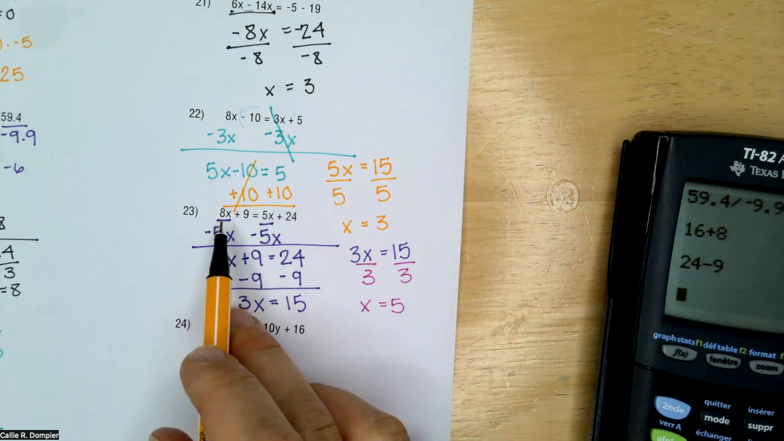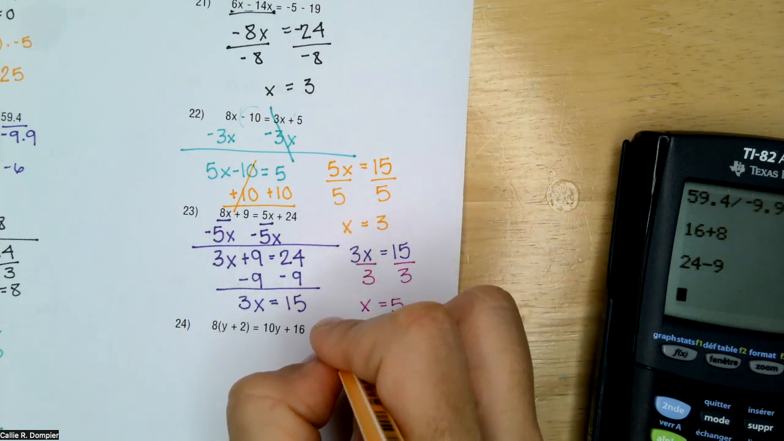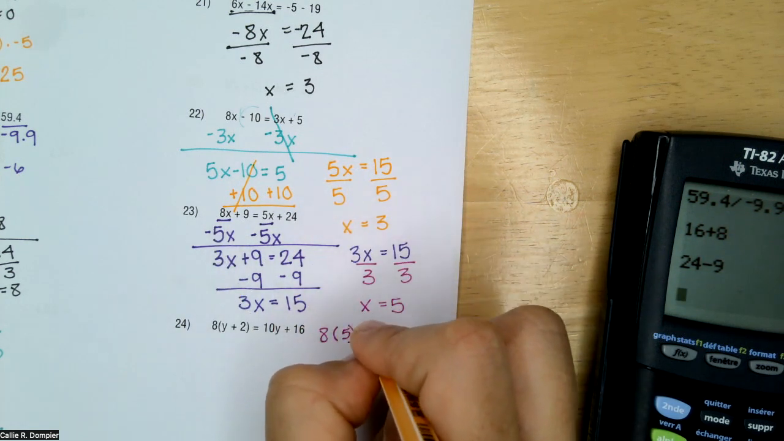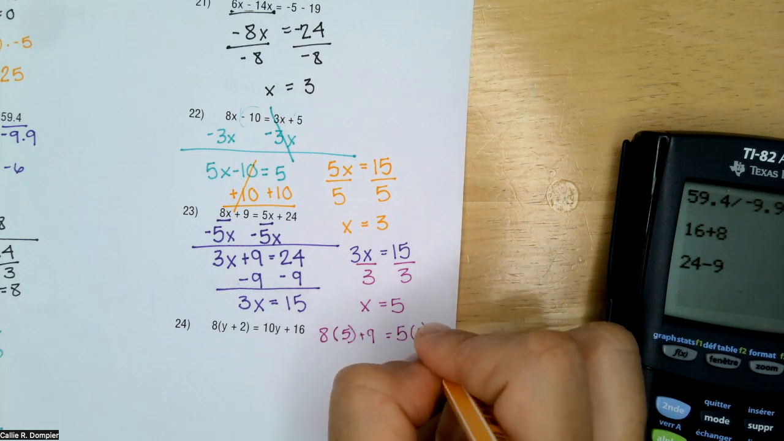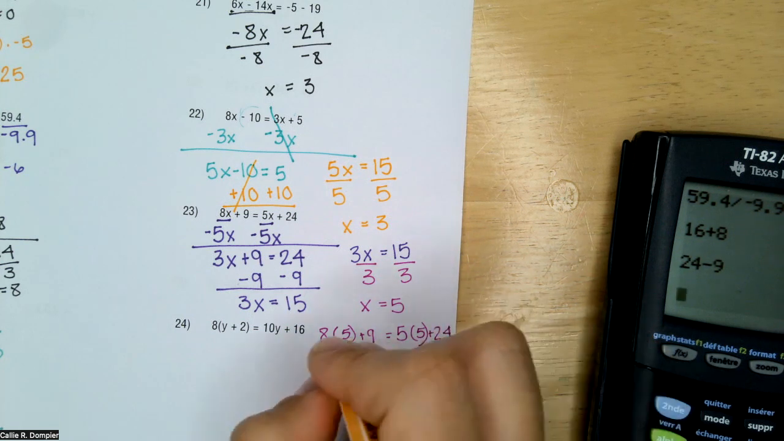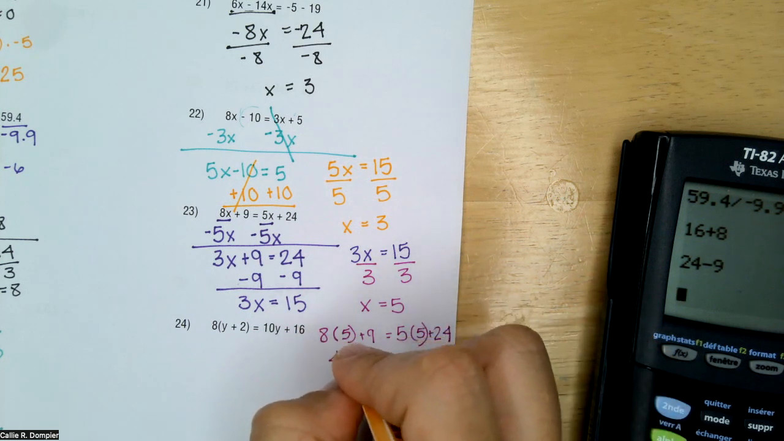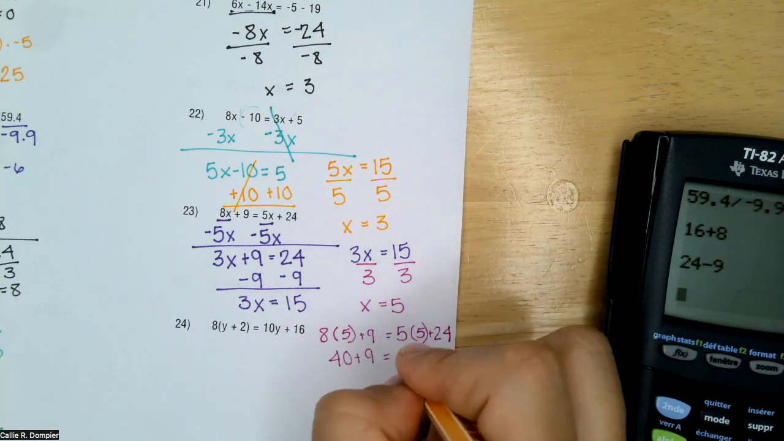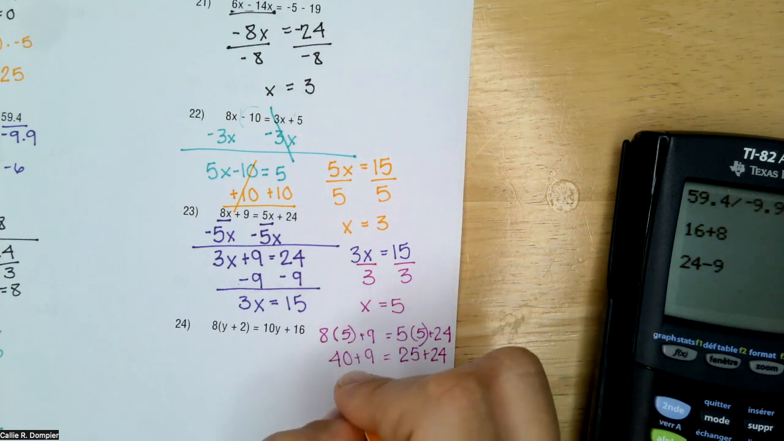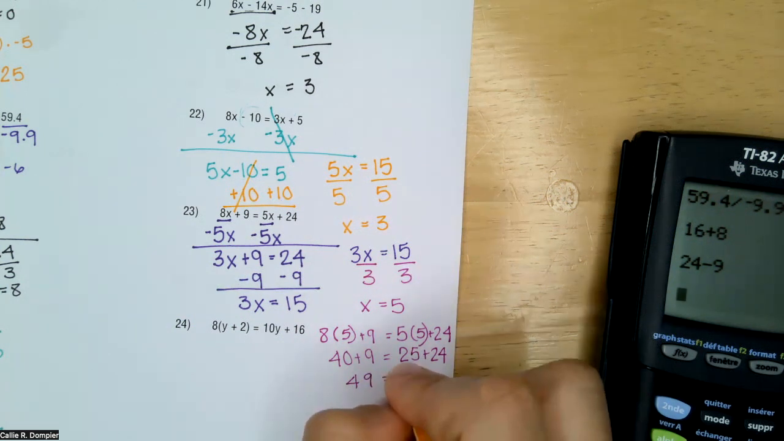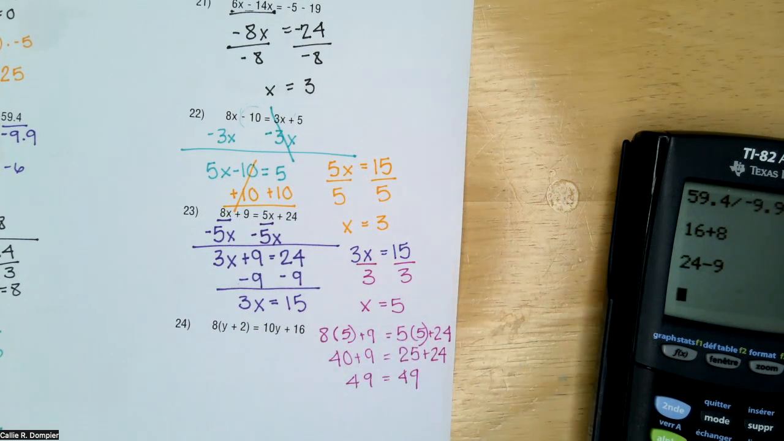Also, you're welcome to plug it back in. 8 times 5 plus 9 equals 5 times 5 plus 24. 8 times 5 is 40 plus 9. 5 times 5 is 25 plus 24. So that's 49 equals 49. That's how you know you have the right answer.